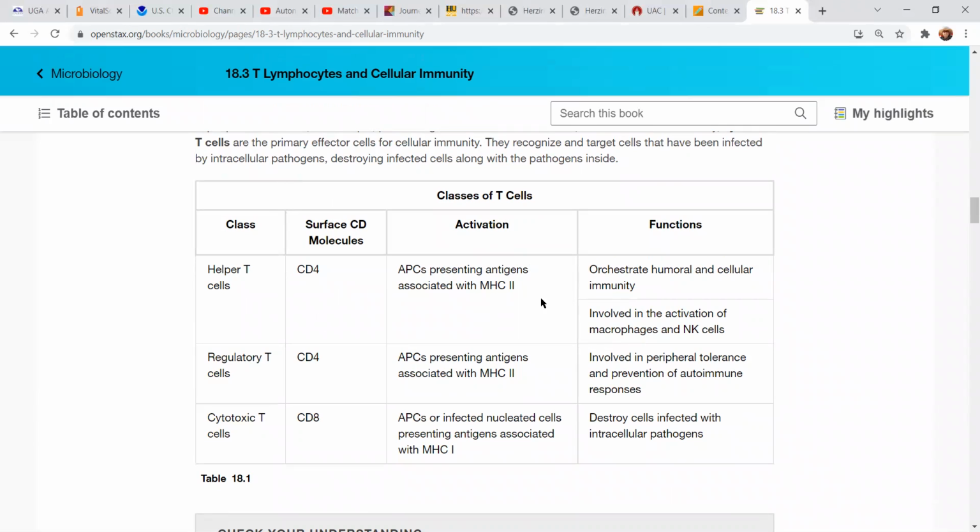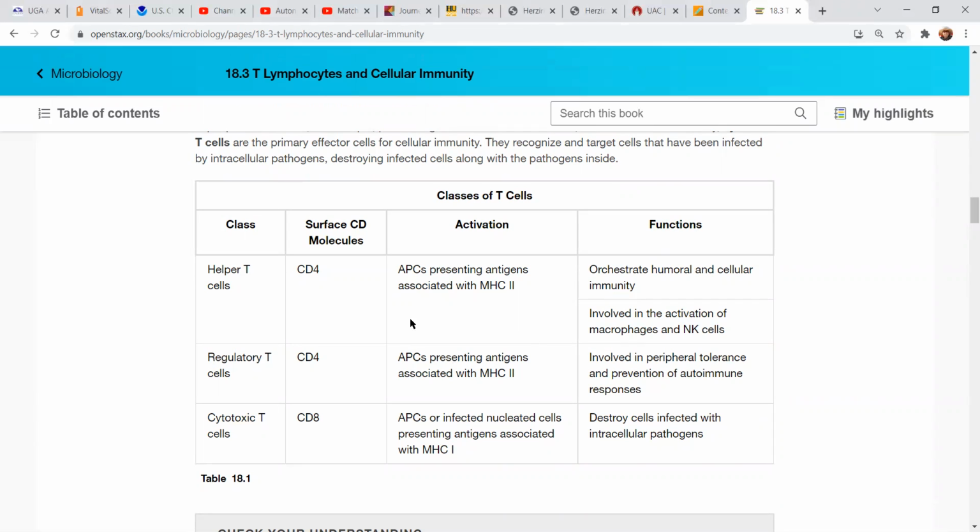So helper Ts are activated by antigen presenting cells associated with those MHC class 2s. They basically start the whole thing. They orchestrate, they direct both the humoral or antibody mediated as well as the cell mediated immunity. And they also are responsible for, in part, some of the innate immunity, because they help activate the macrophages and natural killer cells as well.